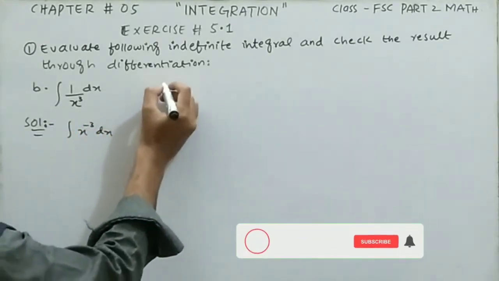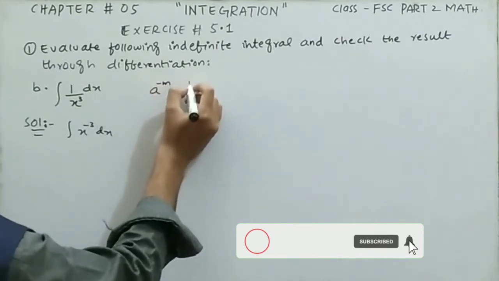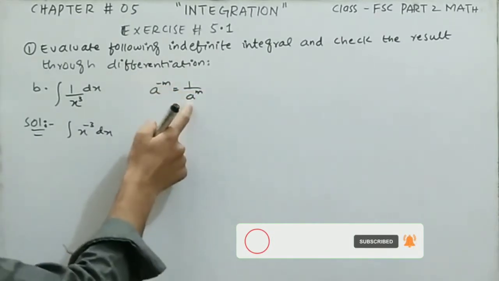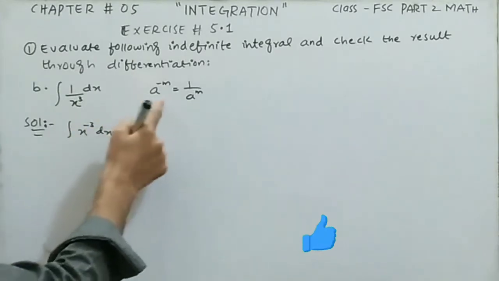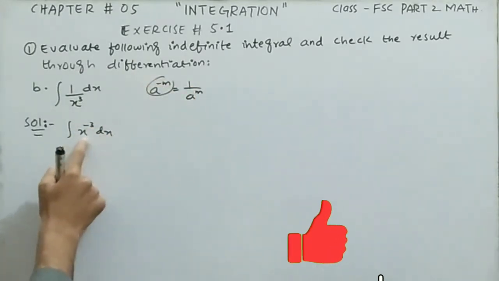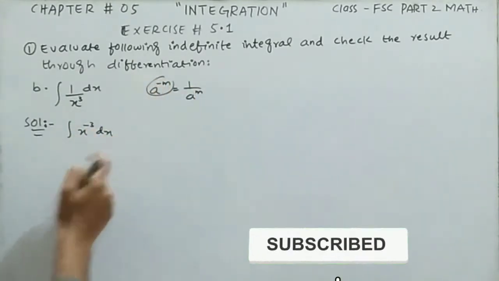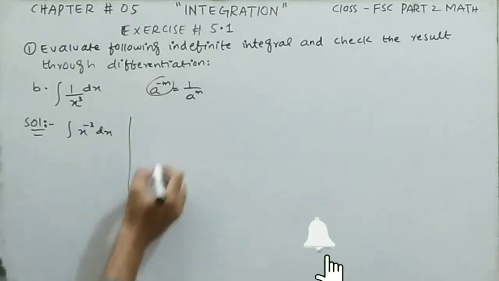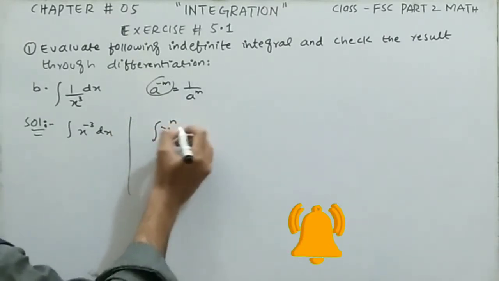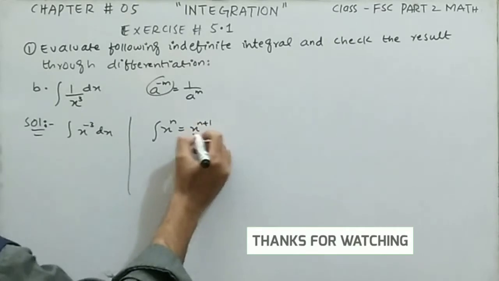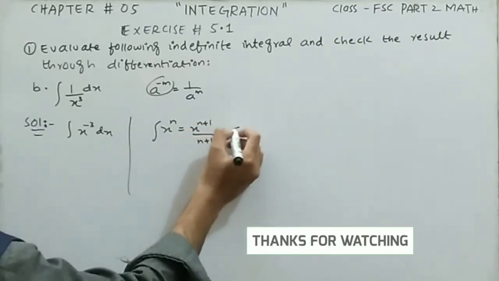We will use this formula that a power negative m is equal to 1 over a power m. So over here a is x and m is 3, so it becomes x power minus 3 dx. Now we will use the general formula that the integral of x power n is x power n plus 1 divided by n plus 1, plus constant of integration.